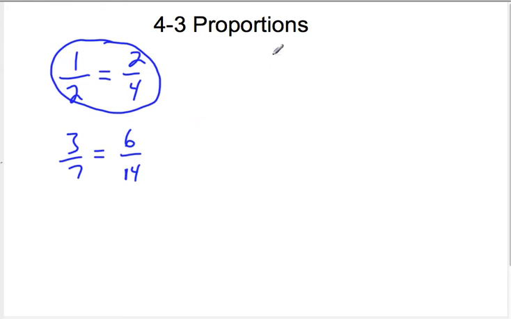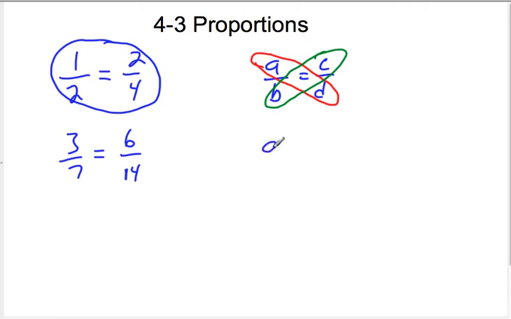And the cross products rule says that if you have a fraction, call it a over b, and you have another fraction called c over d, and they're equal, then a and d, or these two, multiplied together, will equal c and b multiplied together. So we would write that like AD equals BC.